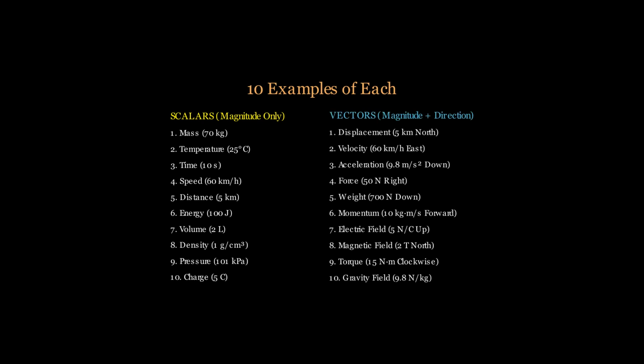And here are 10 key vector examples: displacement, velocity, acceleration, force, weight, momentum, electric field, magnetic field, torque, and gravitational field.